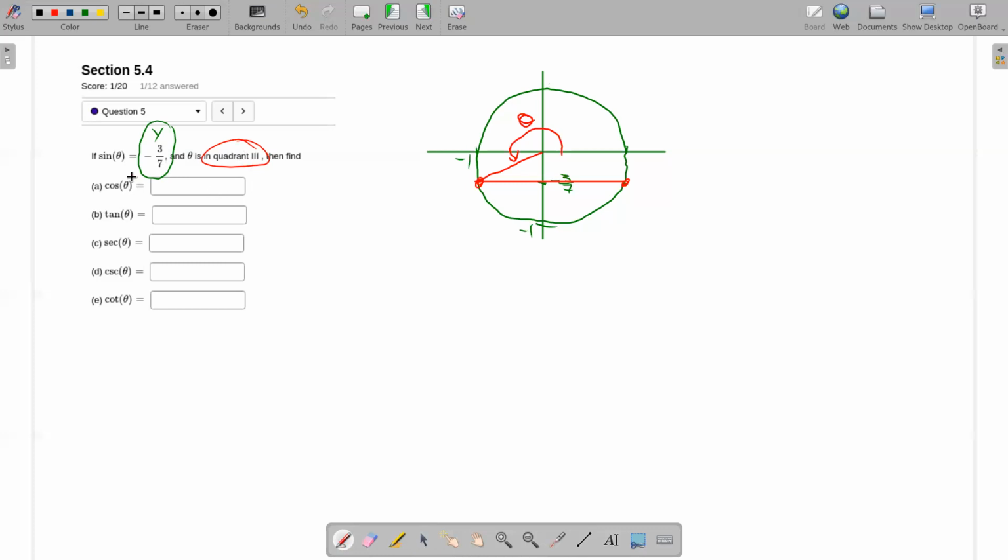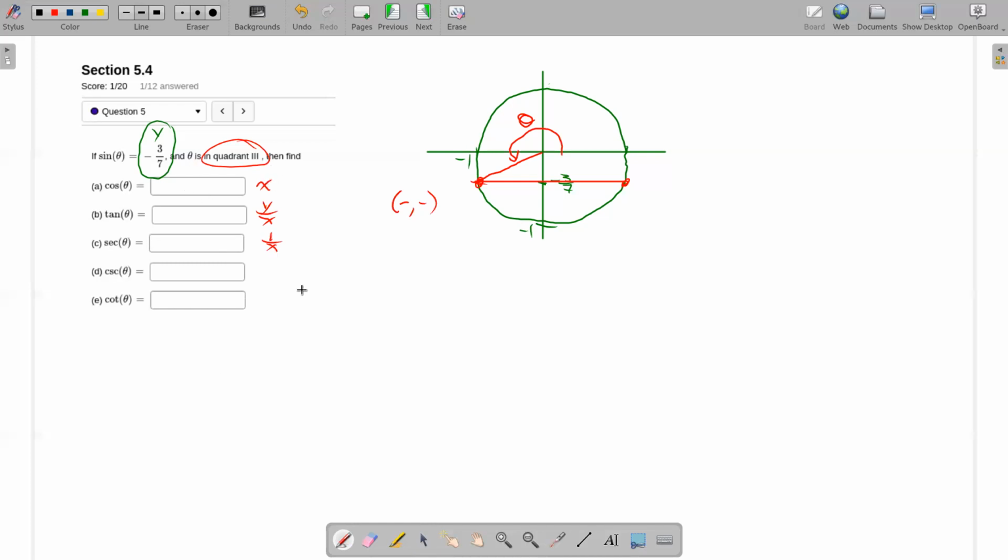And then based on that, I want to figure out what's the cosine, what's the tangent, what's the secant, and so on. So reminder about quadrant 3 here, the y value is negative and the x value is negative in there. So I have negative coordinates for both. The cosine is whatever the x value is there. So we'll have to find that. The tangent will be y over x. The secant is going to be the reciprocal of the cosine, so that's just going to be 1 over x.